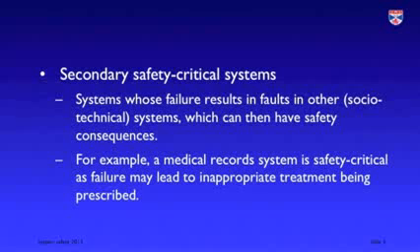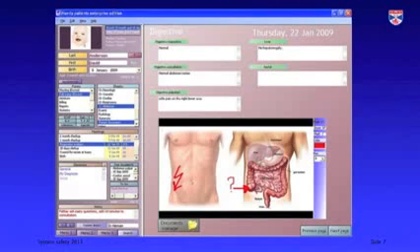The other class of safety critical systems are what you might call secondary safety critical systems. And these are systems where failure does not result directly in injury or death, but there can be consequent injury caused because of that failure. One example of such a system is a medical record system. If a medical record is corrupted or incorrect, this means that clinicians can make the wrong decisions about treatment, and these can injure the patient.